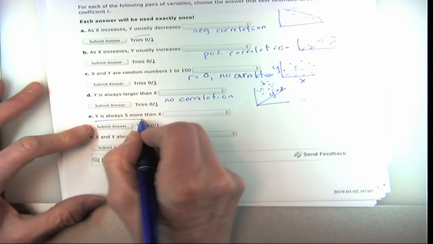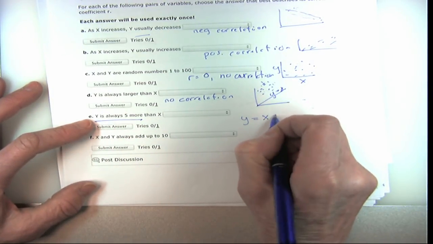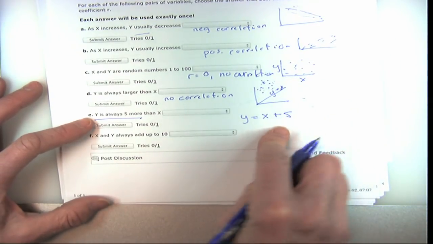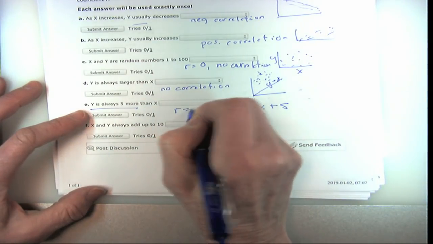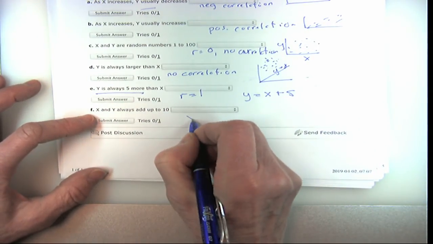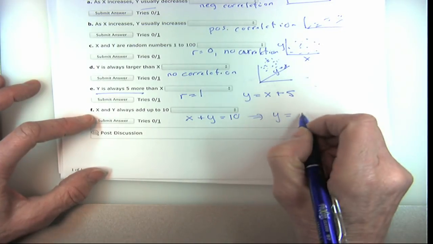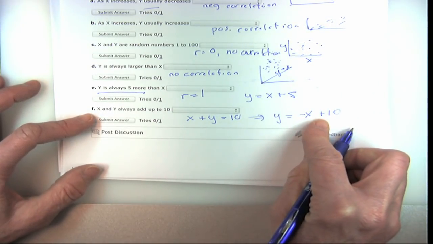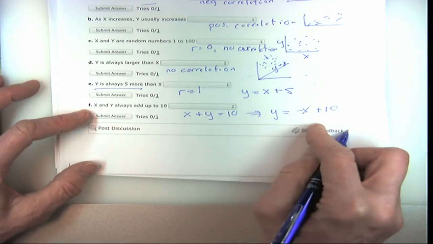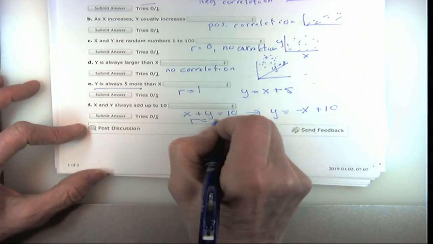Y is always 5 more than x. That's a formula. Y equals x plus 5. If I tell you what x is, you know what y is, and it's a line. So that's a perfect r equals 1. X plus y equals 10. So that's the same as saying y equals negative x plus 10. That's a perfect negative correlation. I tell you what x is, you know what y is, and it's a line. So that's r equals negative 1. All right, so we did those.